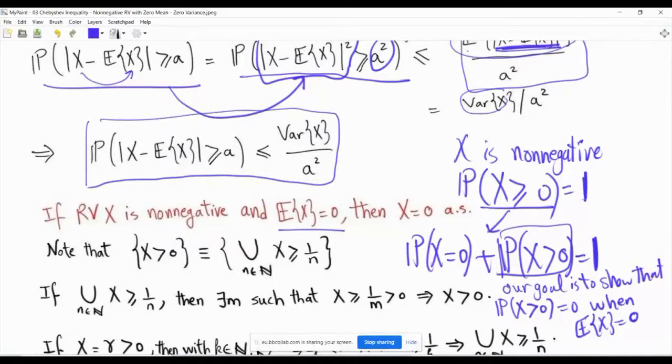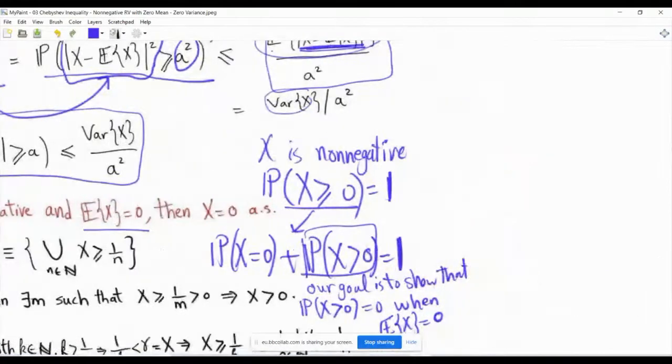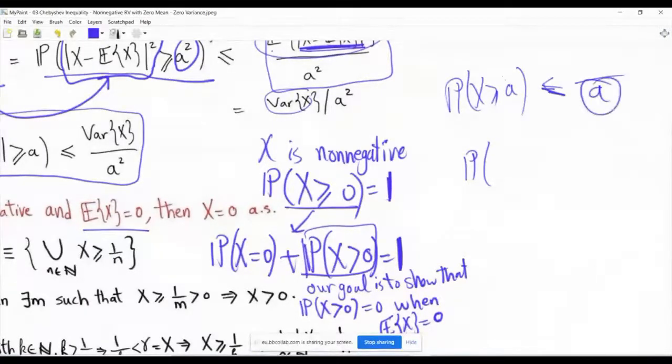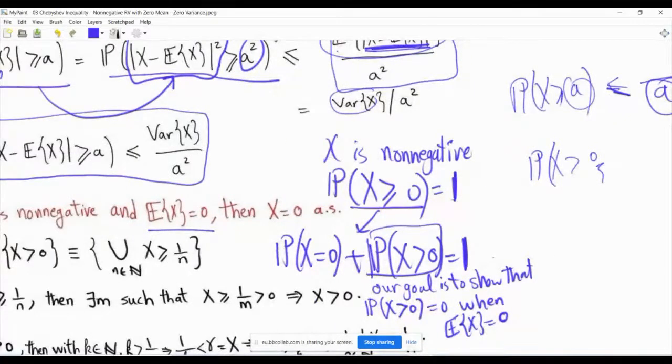So how can we show this? The problem is, if you work with the probability that x equals 0, how can you employ the Markov inequality, right? Markov inequality tells you that this probability is less than or equal to the expectation divided by a, right? So if you have a equal to 0 and you divide by 0, you get infinity, and the upper bound is useless, right? So this is sort of the trick here.